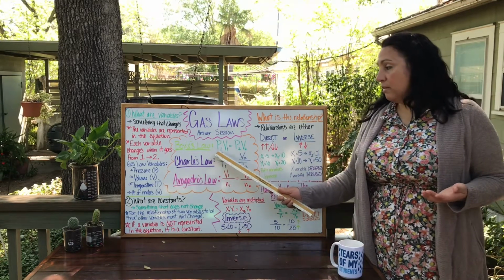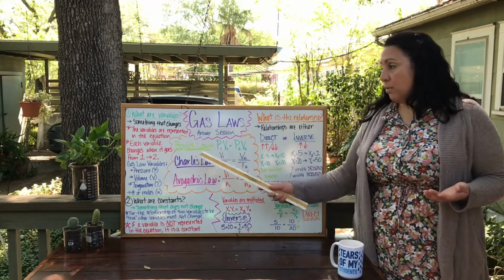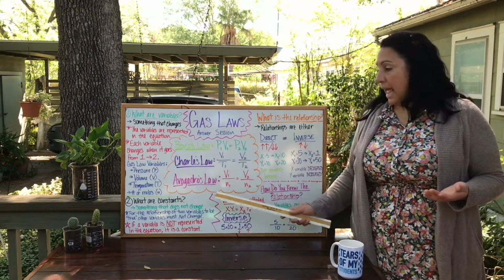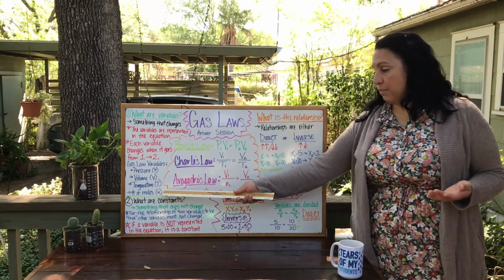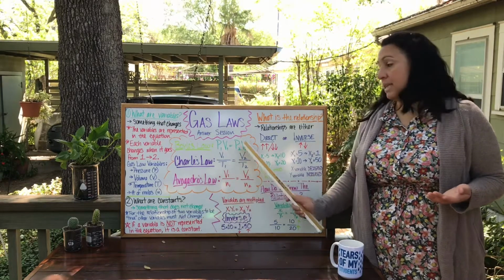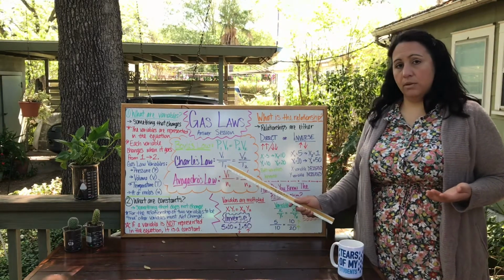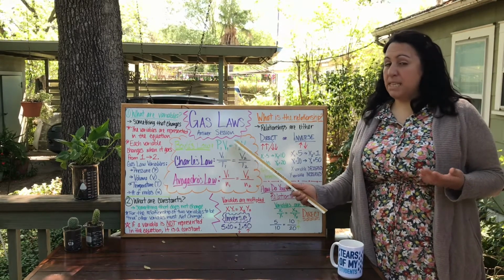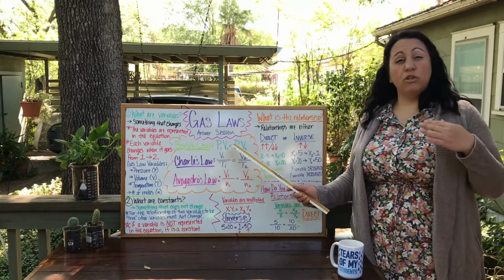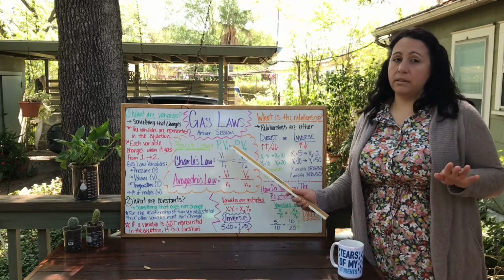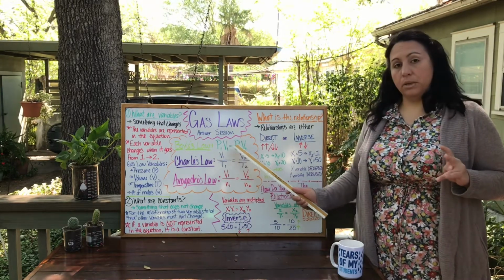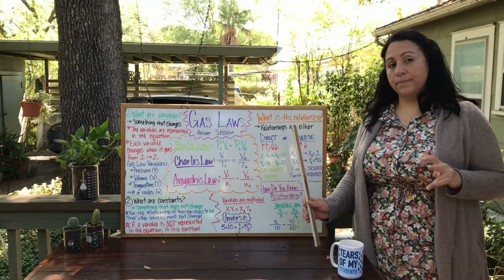So for Boyle's Law, pressure and volume are your variables because they are represented in the equation, and temperature and number of moles are your constants because they are not represented in this equation. We assume that they stay exactly the same. The temperature doesn't go up or down, and you don't add any more gas to it. If that is true, then this relationship between pressure and volume can be true.